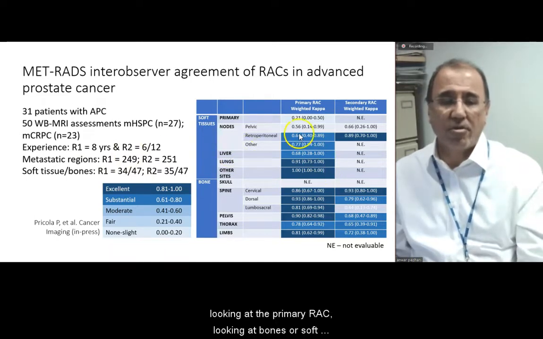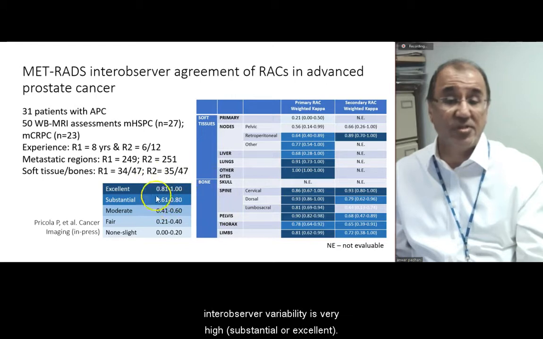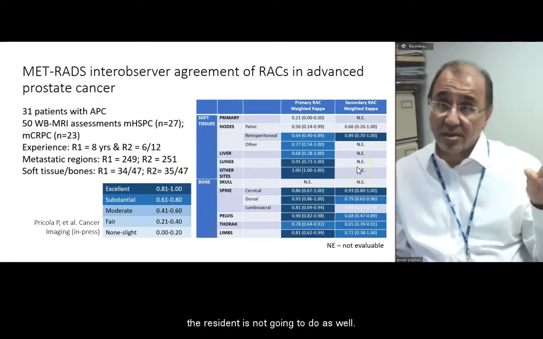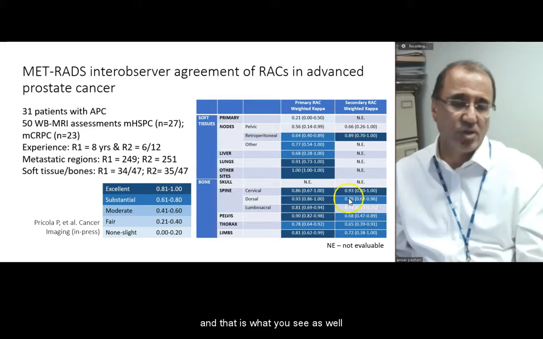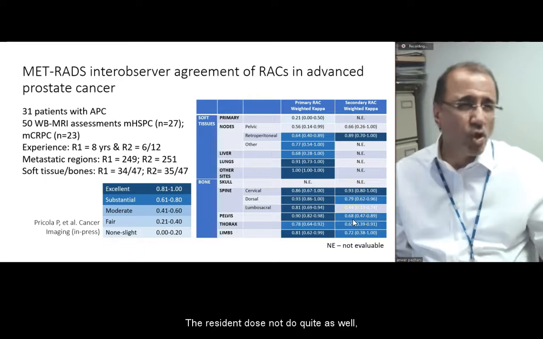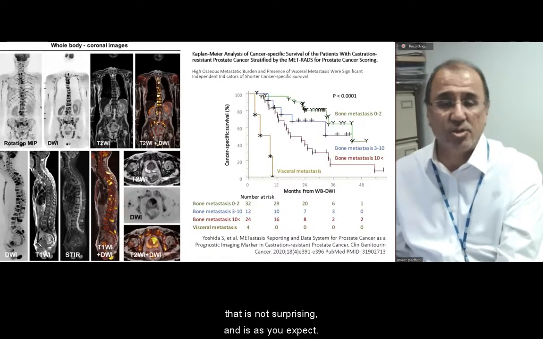But if you look at the primary response assessment category, looking at bones or soft tissues, you can see that the inter-observer variability is very high, substantial to excellent. Of course, for the secondary response assessment category, the resident's not going to do as well. And that's what you notice as well, right? So you can see that the resident does not do quite as well. And that's not really surprising, but that's exactly what you would expect.